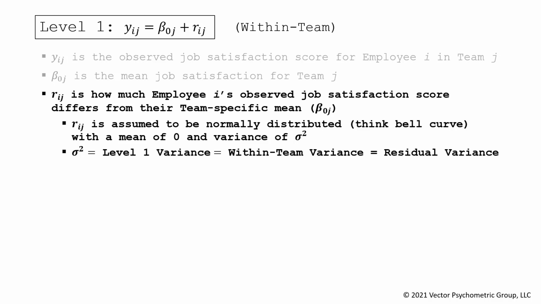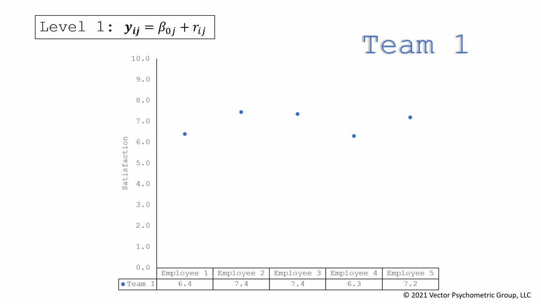Now, let's take a stab at visualizing what this level 1 equation means. So here we are plotting the observed job satisfaction scores on the vertical y-axis against employees on the horizontal x-axis for just team 1. Recognizing the observed scores, YIJ, is simple. They're just the blue dots. But notice the notation next to these dots. The first subscript, I, denotes which employee it is, and the second subscript, J, is a constant 1 because we are looking at team 1 here.